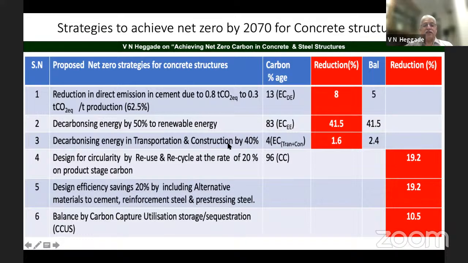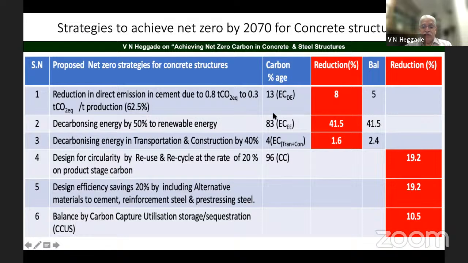During the transportation and construction, fossil fuel is used. There also, if it's possible for us to decarbonize, and decarbonize in the sense you will have to use renewable energy sources rather than non-renewable energy sources. I think if it can be brought down by 40%, the balance left is around 2.4%. This balance left has to be reduced by design for circularity, by reuse and recycle at the rate of 20%. That is what I call circularity.